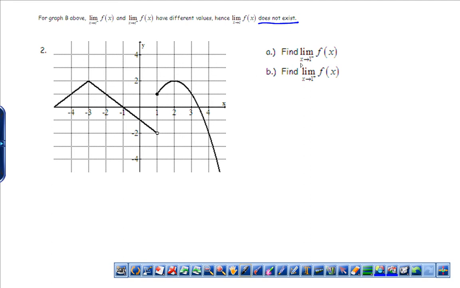So let's look at this. Find the limit approaching 1 from the negative side. Let's approach 1 right here, this line right here, from the negative side. As your function approaches 1 from the negative side, you get this point right here, which is -2. As your function approaches 1 from the positive side, you get this number, which is 1. Since we have two different numbers, the limit as x approaches 1 is not going to exist.